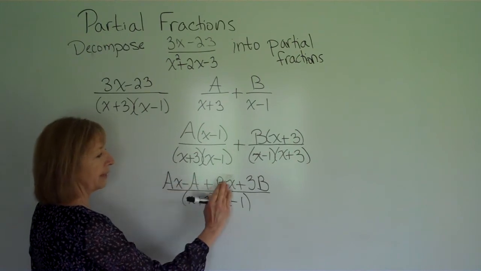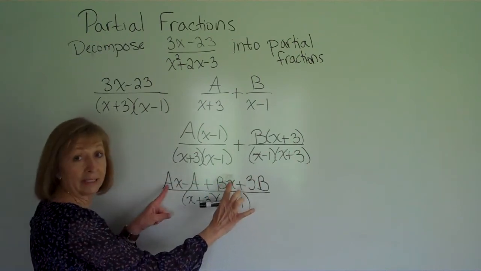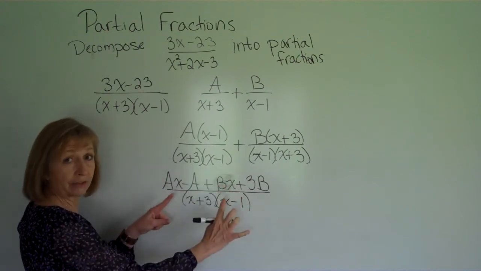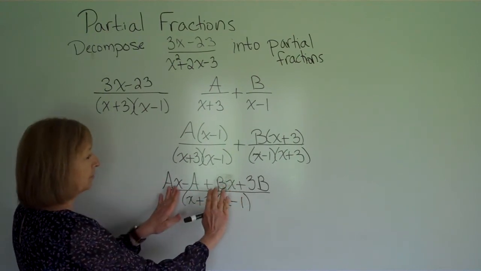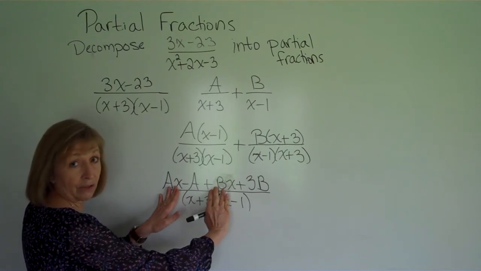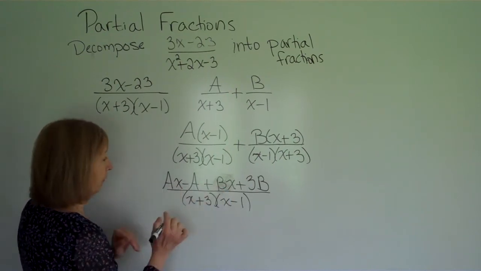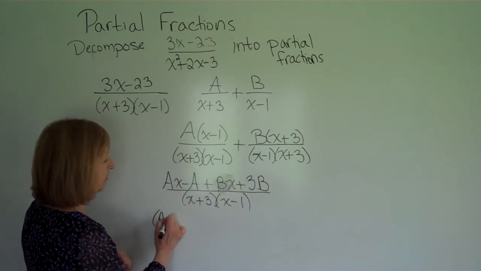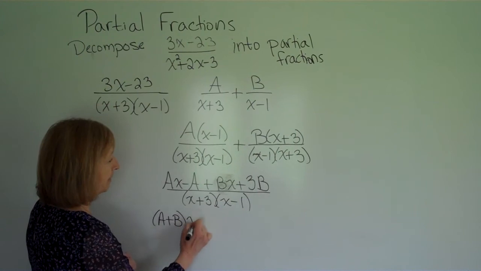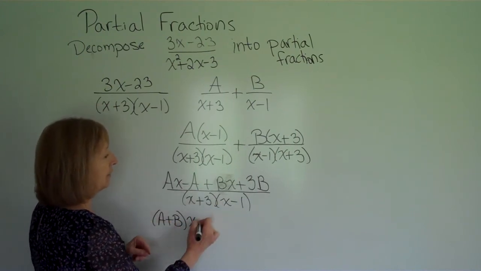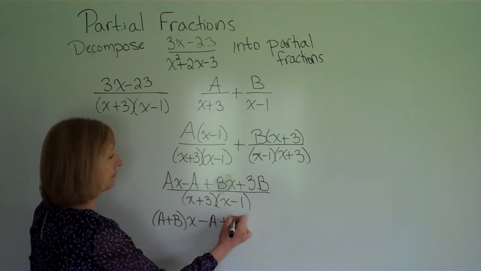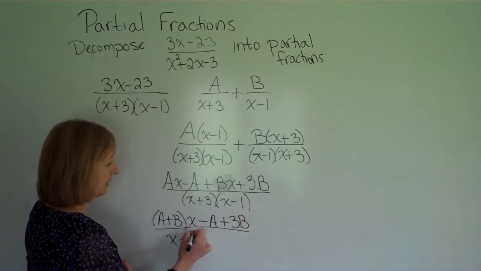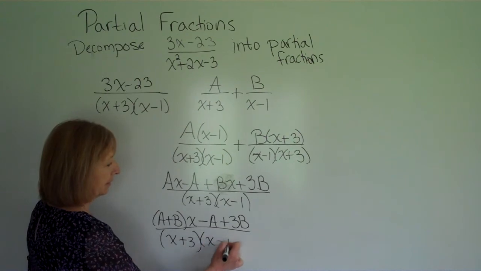We look at these term by term. We find the terms that have the same power in x, and then we put them next to each other and factor the x out of them. So ax plus bx will be next to each other, and we factor the x out, and that gives me a plus b times x, and then that leaves minus a plus 3b, all over x plus 3 times x minus 1.